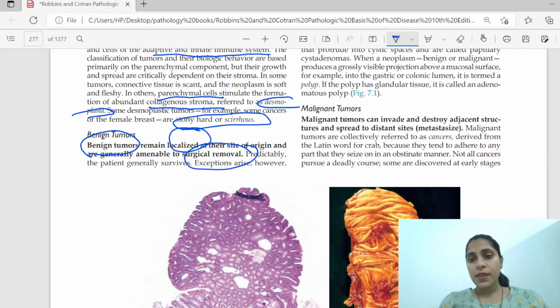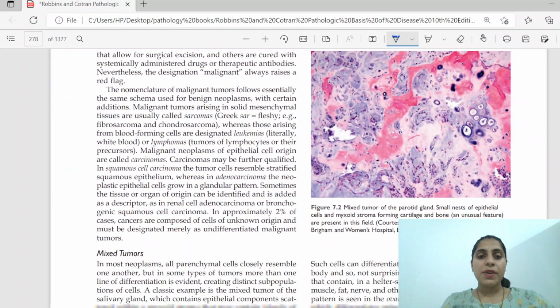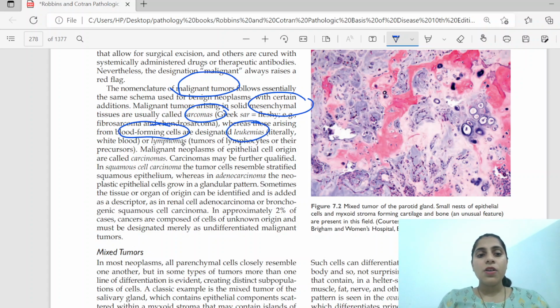Malignant tumors. Malignant tumors are the ones that invade and destroy the adjacent structures and also cause distant spread, that is called metastasis. And then the malignant tumors are named accordingly. If it is of mesenchymal origin, it will be called sarcoma. If it is a blood forming cell, it is like leukemia or lymphoma. And if it is of epithelial origin, then it will be called carcinoma.